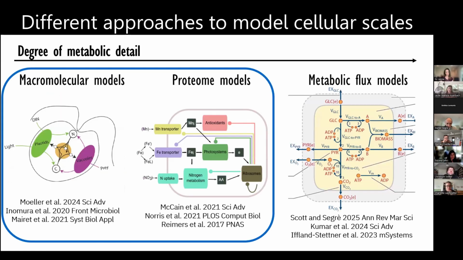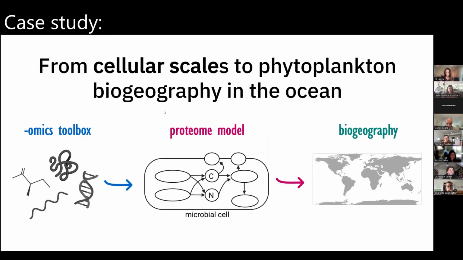So I am more familiar, what I use for my work is these two type of models. And today specifically, I will be focusing on proteome models. So as a case study for today, I will present our work where we applied a proteome allocation model to investigate phytoplankton biogeography under future conditions. And as a teaser, this story has a lot to do with cell size, and our model can actually predict increases or decreases in cell size as a function of the environment.